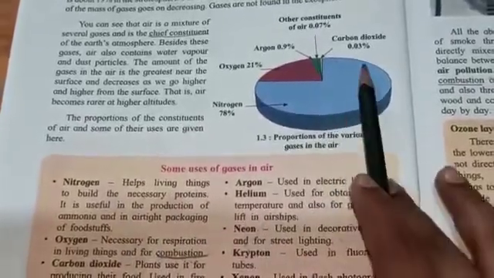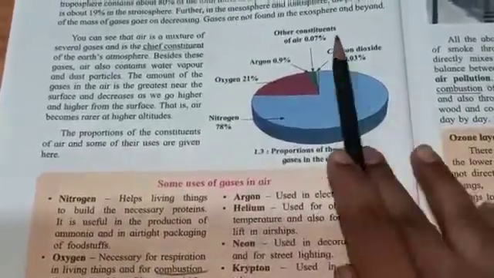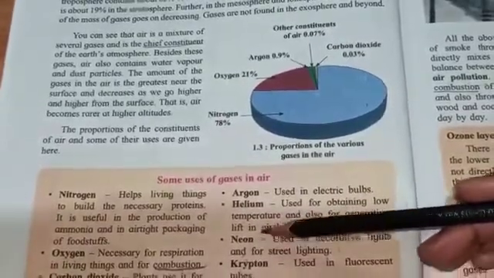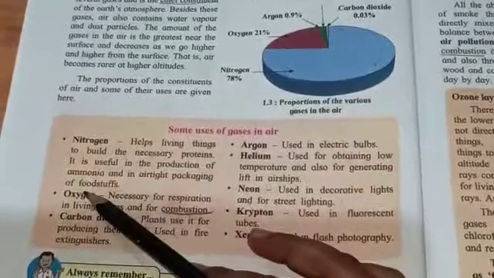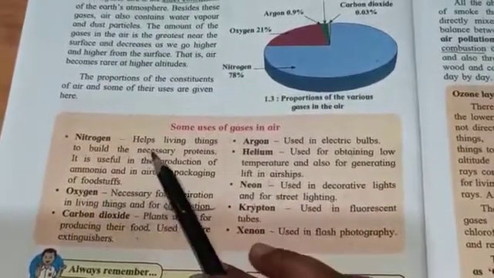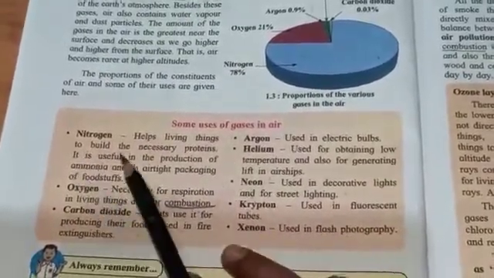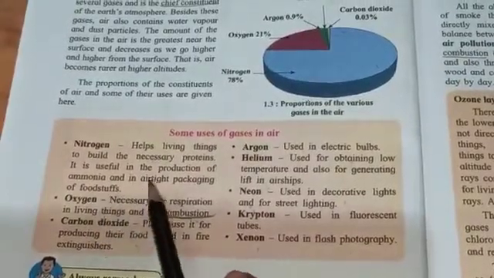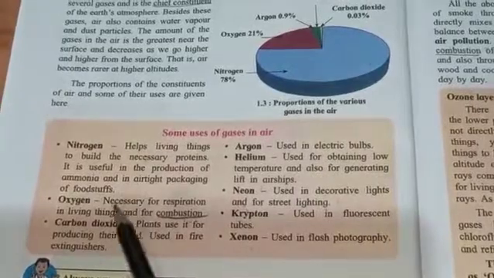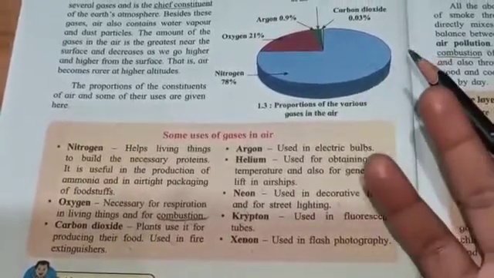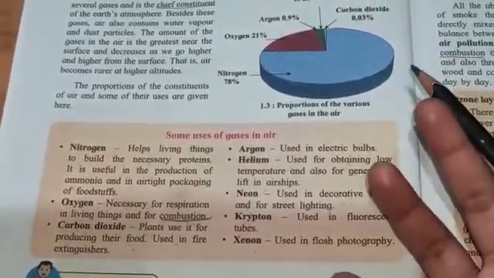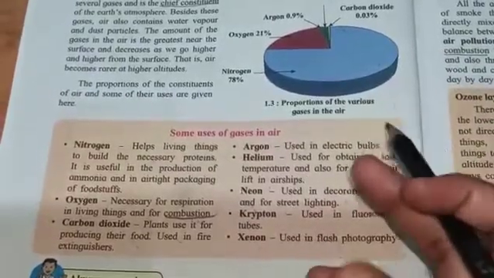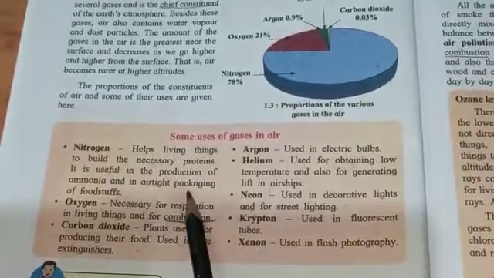Okay, now these gases are important for us, and let's see why they are important for us and where we use them. So first is nitrogen. Nitrogen helps living things to build the necessary proteins. It is useful in the production of ammonia and in airtight packaging of foods. See, you get food from food packets from the store, right? The chips, the biscuits and other things. They are filled with air. That gas is nitrogen. Okay.